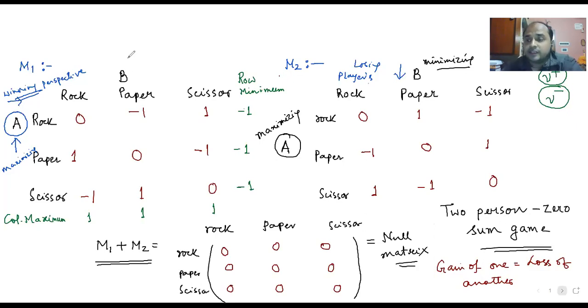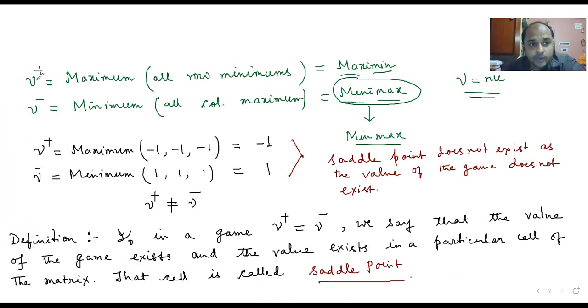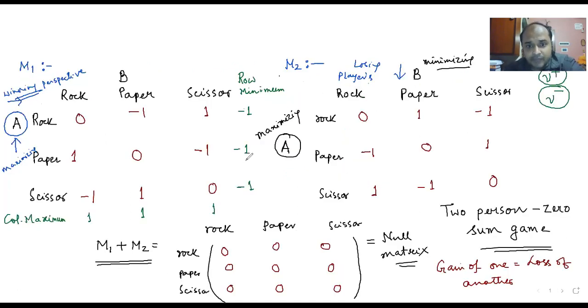To find whether the value of the game exists or not, we calculate nu plus, which is the maximum of all row minimums. Sometimes we call it maximin. And we calculate nu minus, which is the minimum of all column maximums. It is called minimax. So we have considered the row minimums over here, and the column maximums from there. Row minimum means you have to consider each element and choose the minimum one. Column maximum means you have to select each element and choose the maximum.